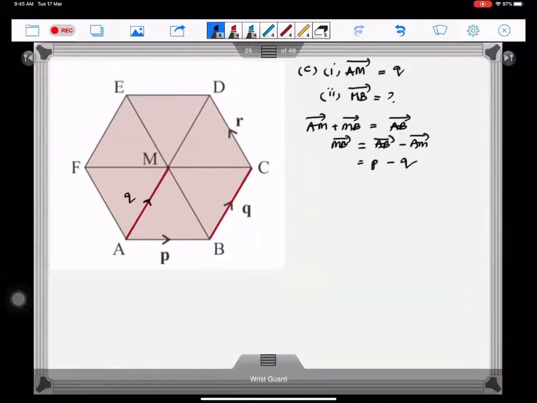Now it's asking, write P in terms of Q and R. Now, can I find AM in terms of P and R? Let me label all the angles. This thing is R. This thing is P. And what else is there? This is P. This is P. This is P.